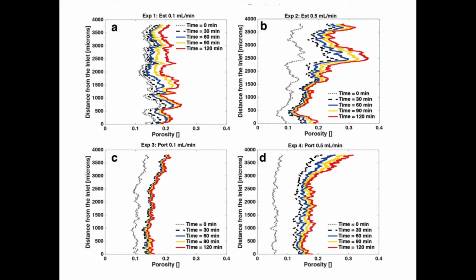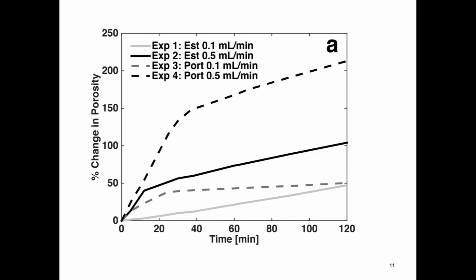Experiments 1 and 3 had a total increase in porosity of 6.6 and 5.5% respectively, which is smaller than the total porosity increase in the higher rate experiments 2 and 4 of 11.5 and 12.5%.